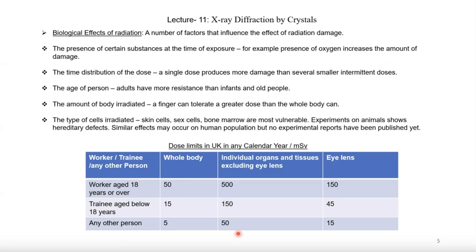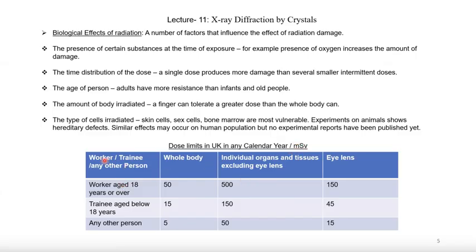What about the amount of body irradiated? A part of the body, like a finger, can tolerate a greater dose than the whole body. The typical cells irradiated, what are they? Skin cells, sex cells, bone marrow are the most vulnerable to this hazard. So there is a table here which shows the limit in the UK per calendar year, and the unit is millisievert.